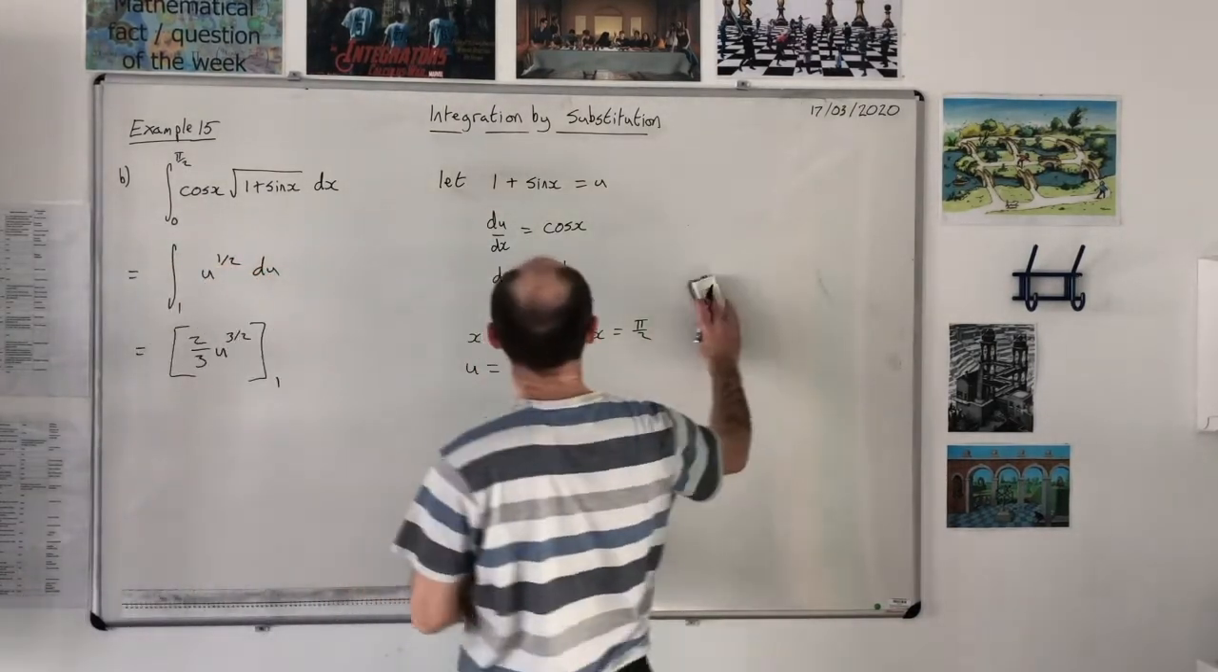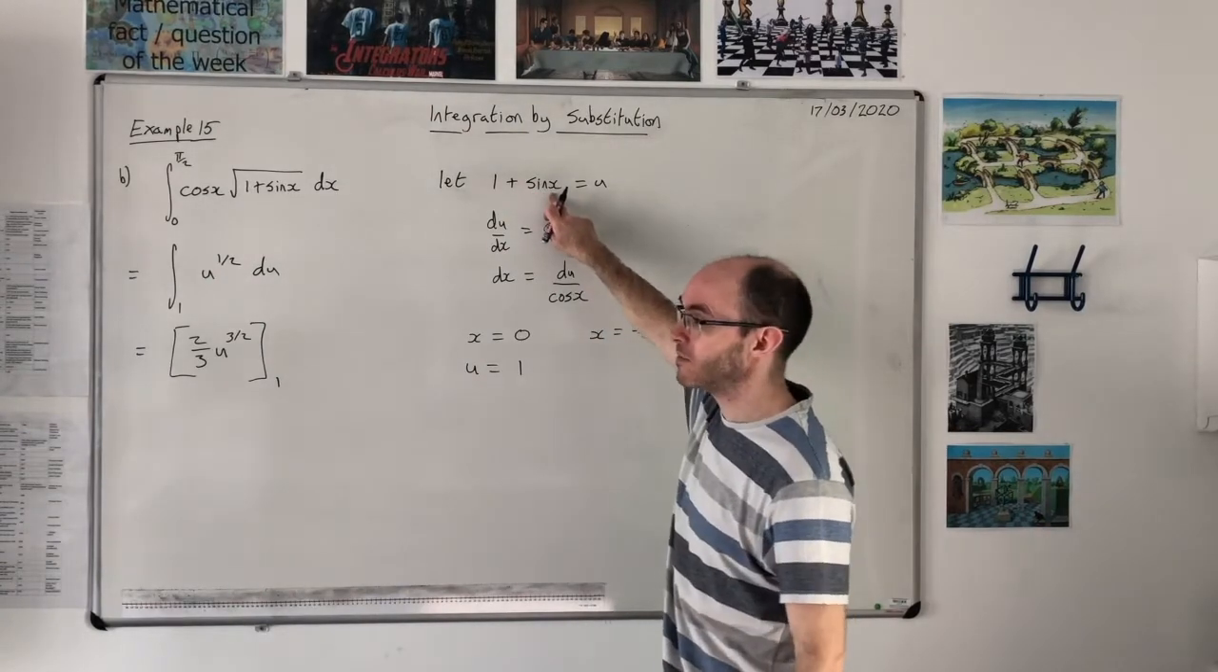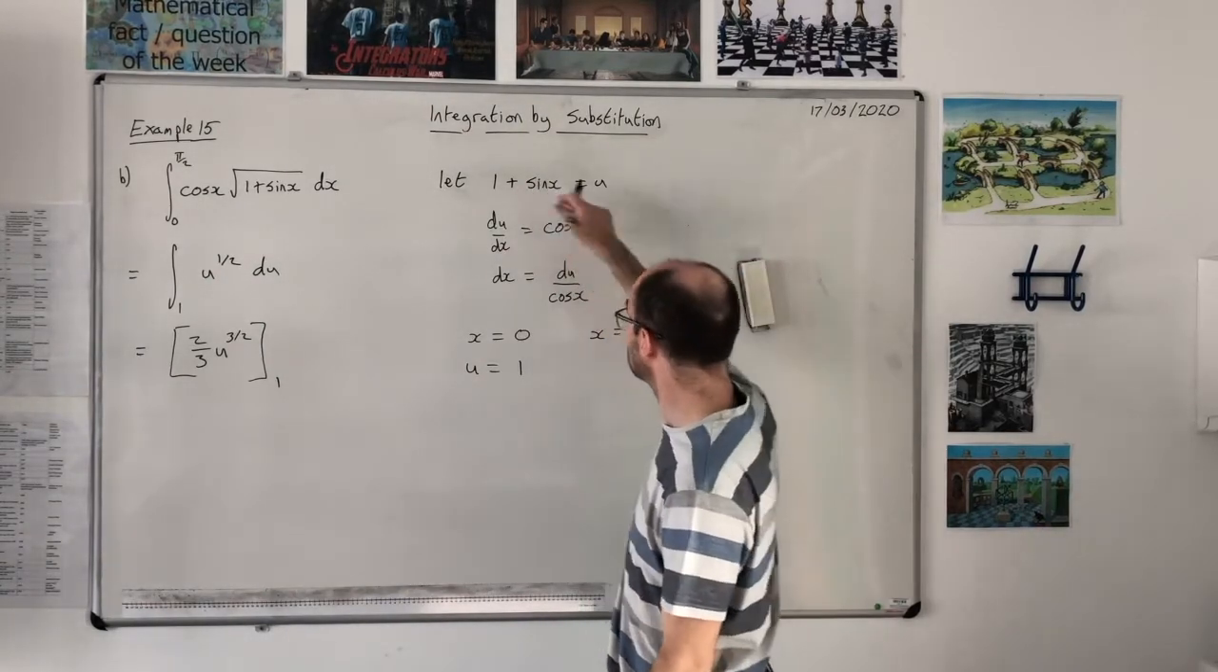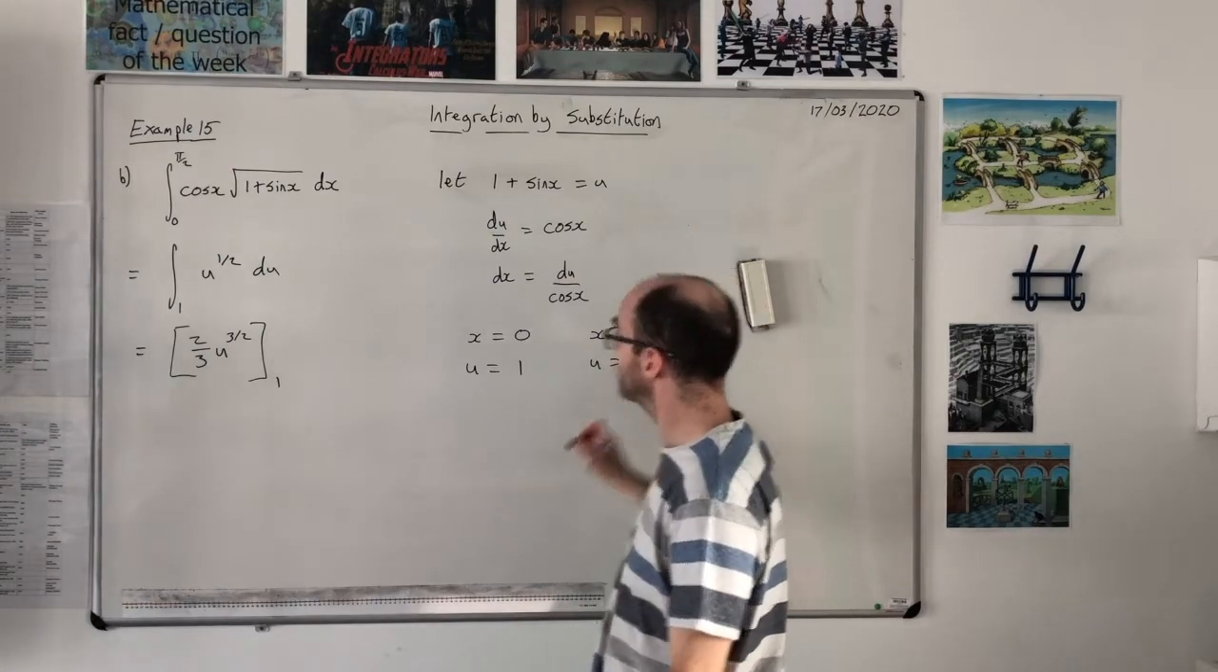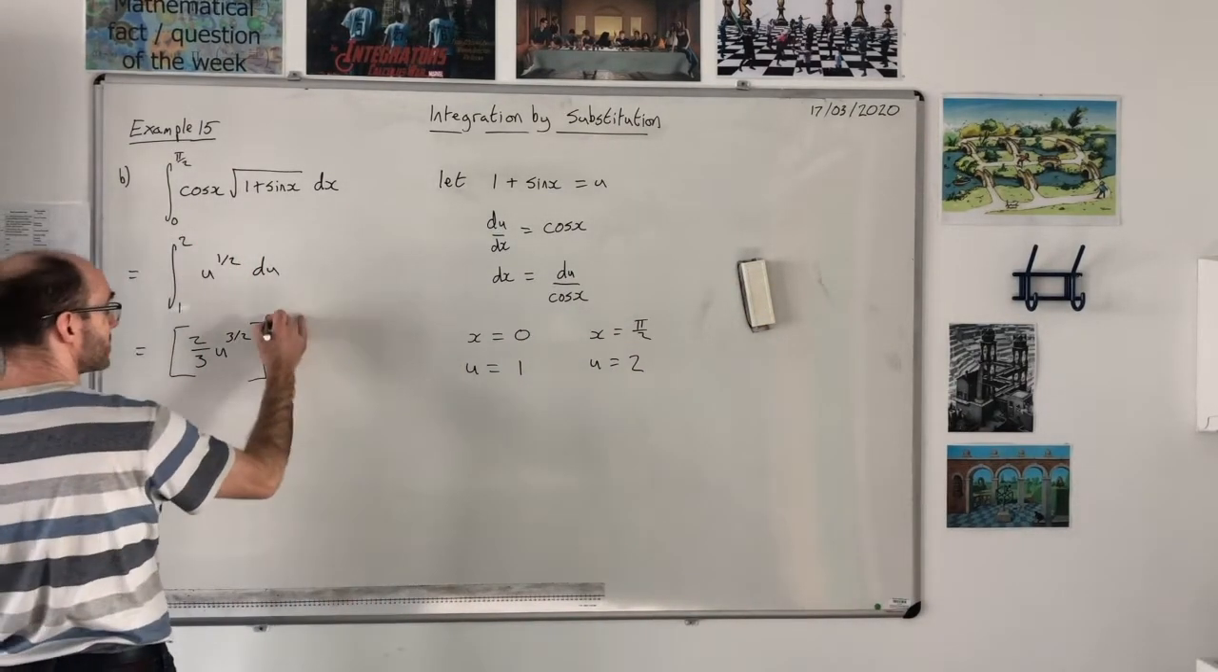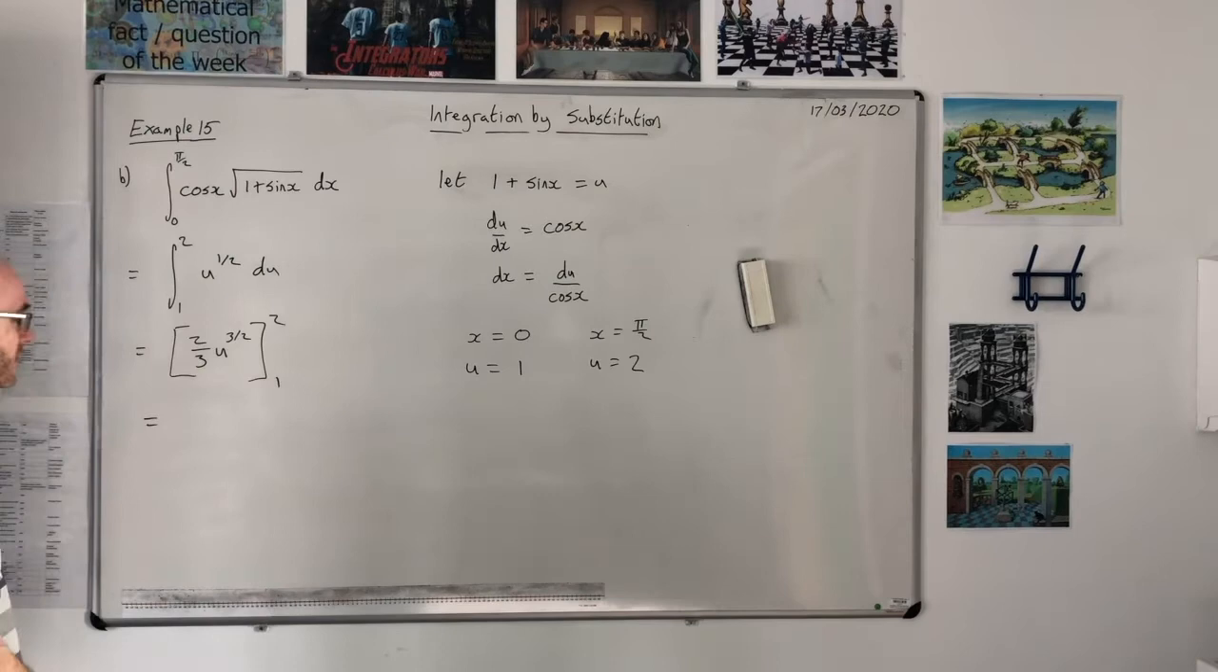So x equals pi over 2. So what is sine pi over 2? That's 1. So 1 plus 1 is 2. u equals 2. So that's 2 there and 2 there. Okay with that? Hope so. If not, rewind the video and play it again.